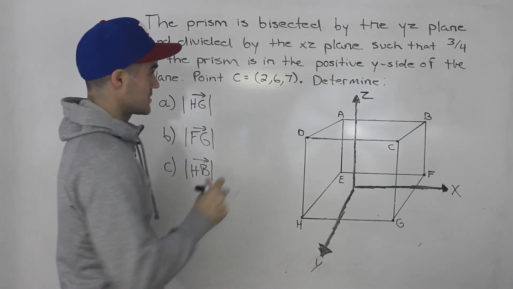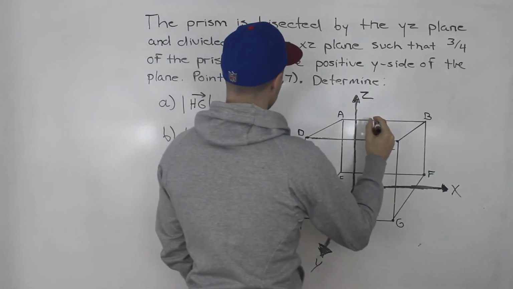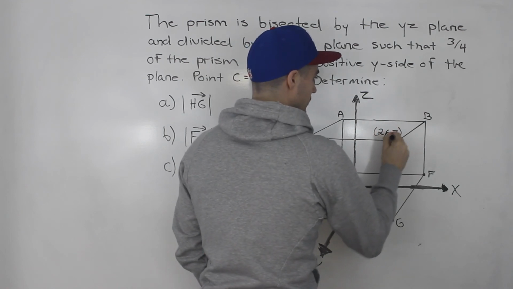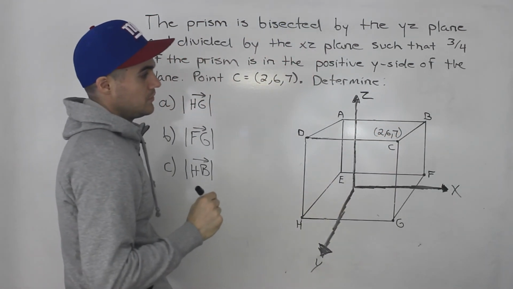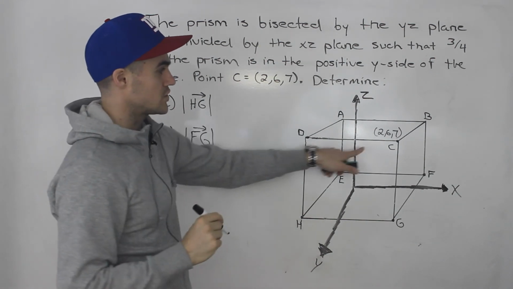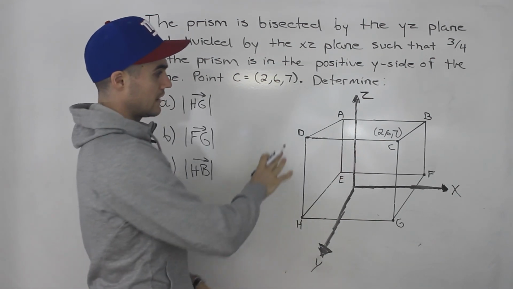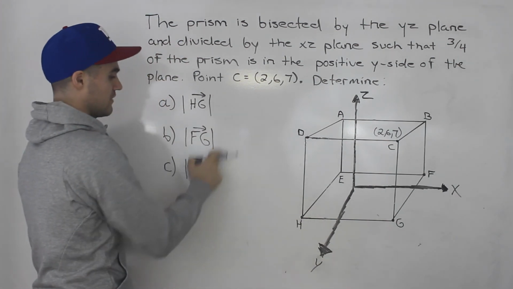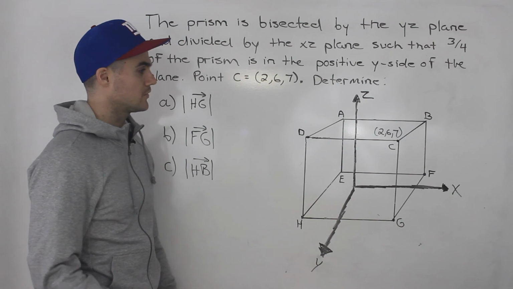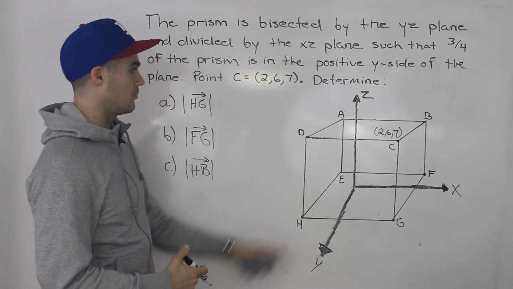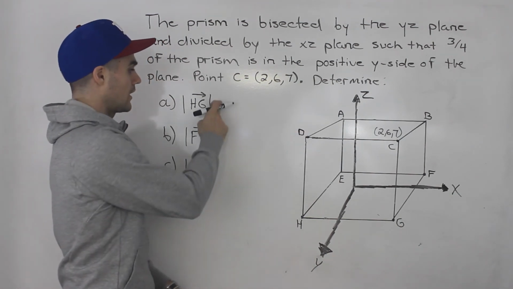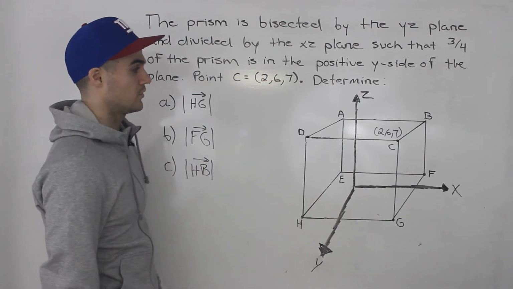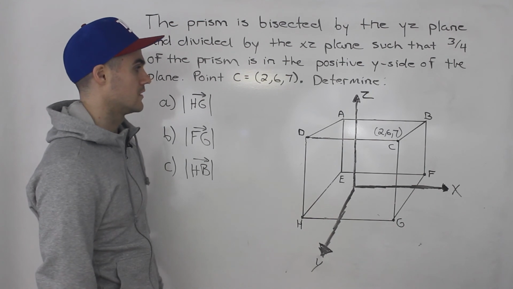So first thing I'm going to do is label point C on this prism. So we got (2, 6, 7). And using this information, using that point, we have to find out the coordinates of all the other points on this prism, and then we can go and find the magnitudes. In fact, we don't even have to find all the points. Notice how points A and D, for example, are not asked for in these magnitudes. But let's just find all the coordinates anyway.